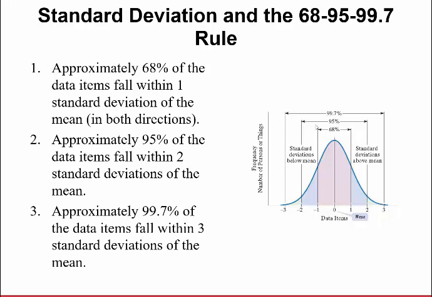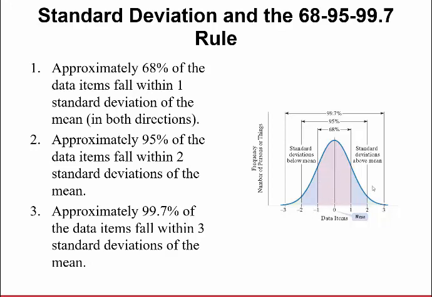Okay, related to the standard deviation, we have this rule called the 68, 95, 99.7 rule, and it goes like this. This only works for normally distributed data. It says approximately 68% of data items fall within one standard deviation of the mean in both directions. Suppose you have this normal curve here, and for whatever reason, the average is 0. If you take one standard deviation and add it, and one standard deviation and subtract it, what we're saying is 68% of data values will fall in this shaded area right here.